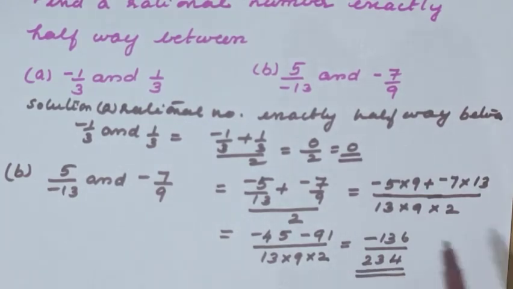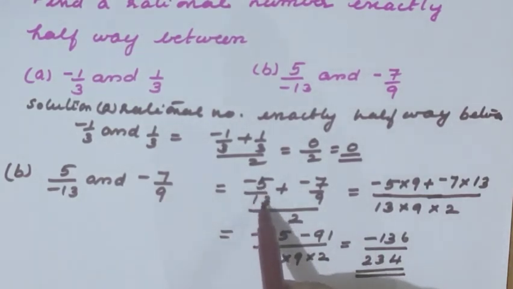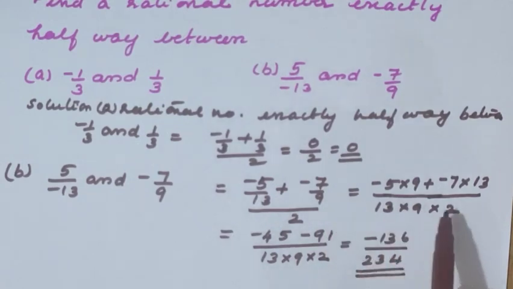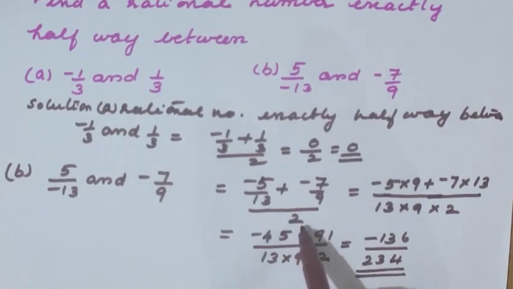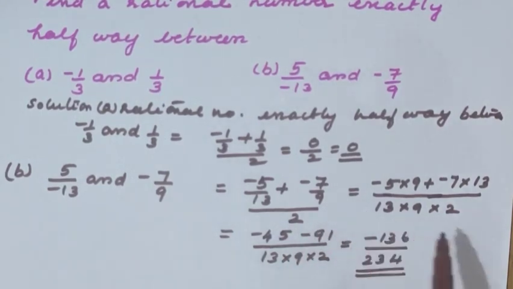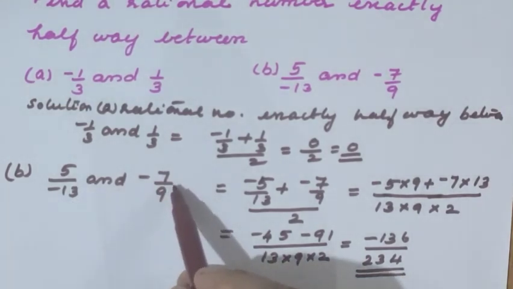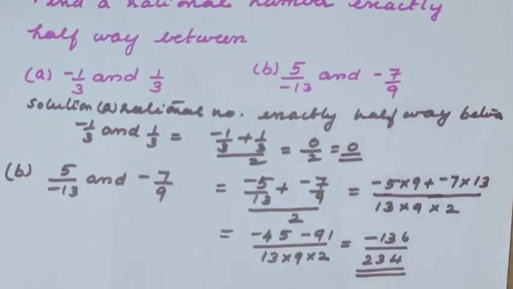This is the number. So what we have taken, minus 5 by 13 plus minus 7 by 9, you will get the denominator as 13 into 9 only. Again divide by 2, that is 2 by 1 means into 1 by 2, we get 2 in the denominator only. So your answer is minus 136 by 234. So this is the answer. It is exactly halfway between 5 by minus 13 and minus 7 by 9. This is the only one question we have to explain here.